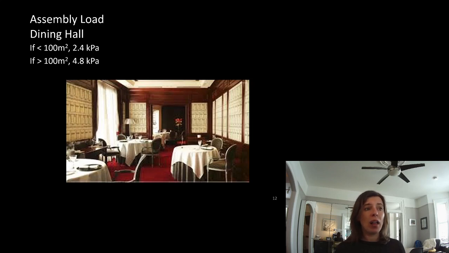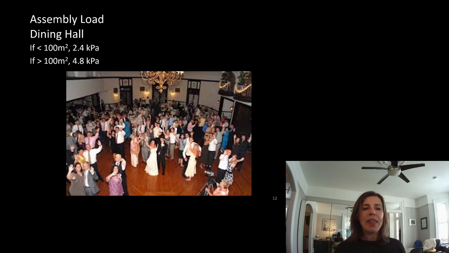kPa. Dining halls, if they are under 100 square meters, we use 2.4 kPa. But if it's over 100 square meters, we say 4.8 kPa. And if you've ever been to a wedding, here's why. They clear those tables out of the dining hall if you're over 100 square meters, because it will inevitably turn into a dance floor.